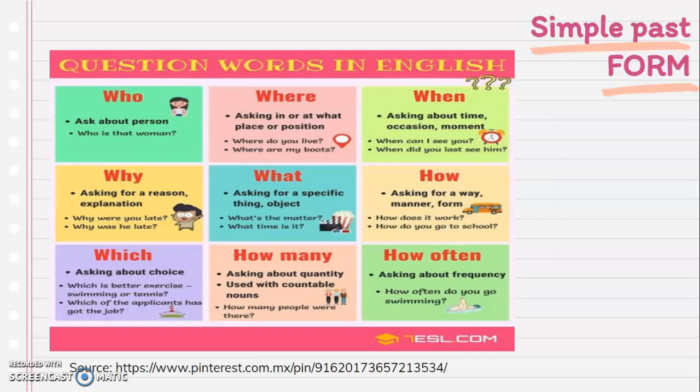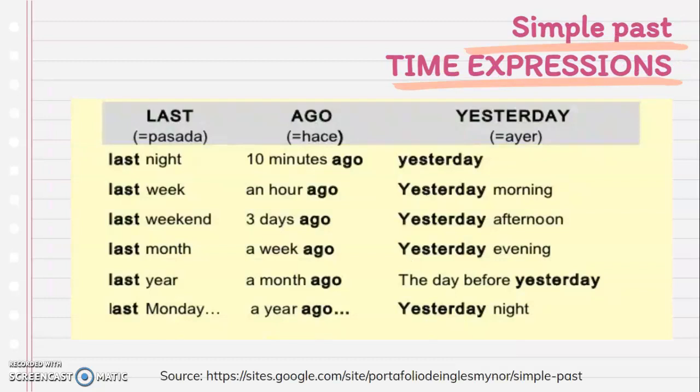Remember the question words in English are used depending on the specific information we want to discover. We can have who, where, when, why, what, how, which, how many, or how often. The time expressions for simple past, remember, include combinations with last, ago, or yesterday.